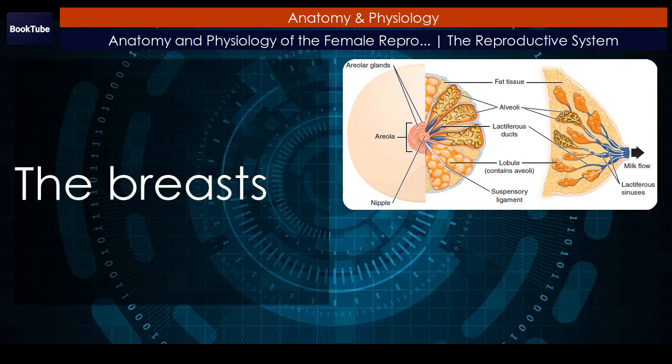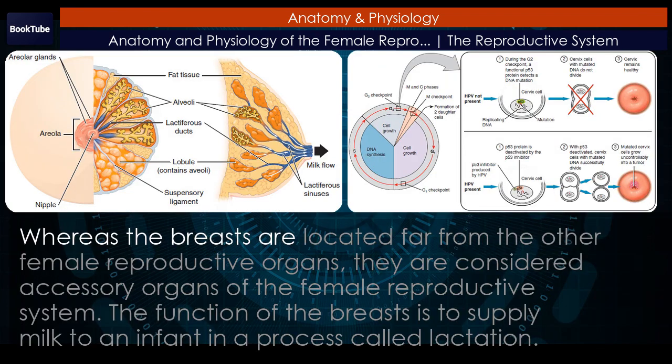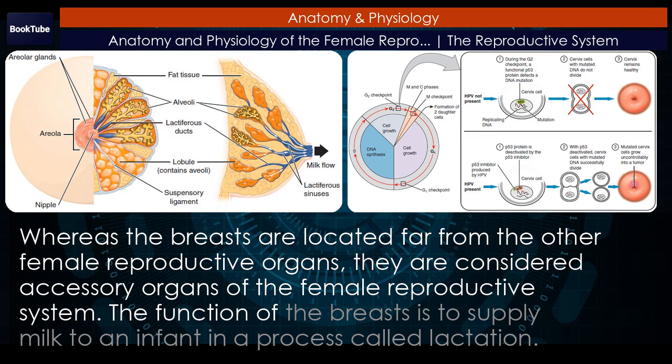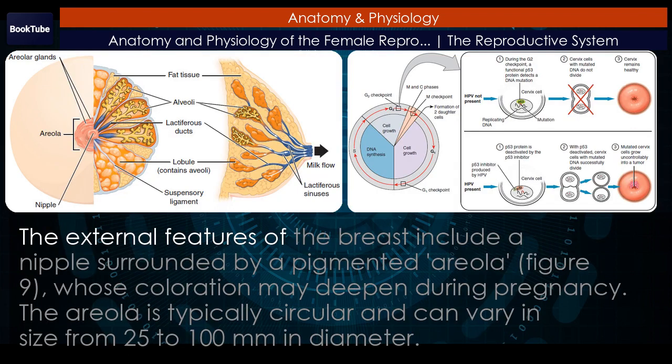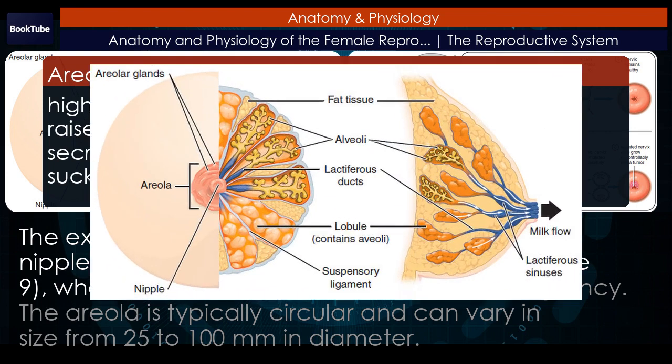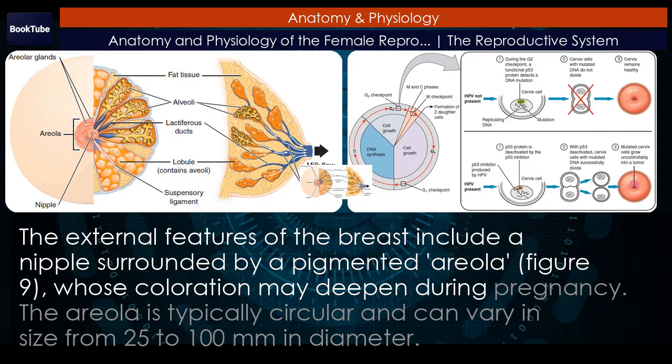The breasts. Whereas the breasts are located far from the other female reproductive organs, they are considered accessory organs of the female reproductive system. The function of the breasts is to supply milk to an infant in a process called lactation. The external features of the breast include a nipple surrounded by a pigmented areola, Figure 9, whose coloration may deepen during pregnancy.